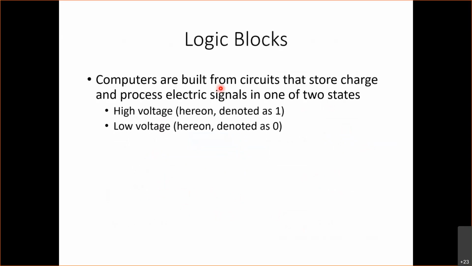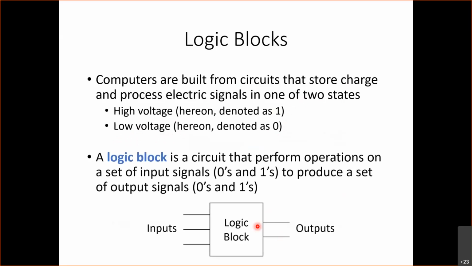Computers, we've said before, are built from circuits that can store charge and process electric signals in one of two states, high voltage and low voltage. From here on in the course, we're going to refer to high voltage signals as representing a 1, and low voltage signals and low voltage charges that are stored as representing a 0. So a logic block is a circuit that can perform operations on a set of input signals, which are going to be either ones or zeros, to produce a set of output signals, which are also going to be ones or zeros.